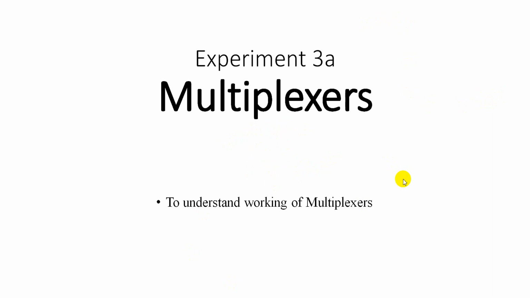line here. Also, the selection operation is done by using the control inputs, which we call the selectors. So basically, if we have 2 power n input lines, then we need at least n selection lines to select a single input from the many inputs so that it appears at the output.